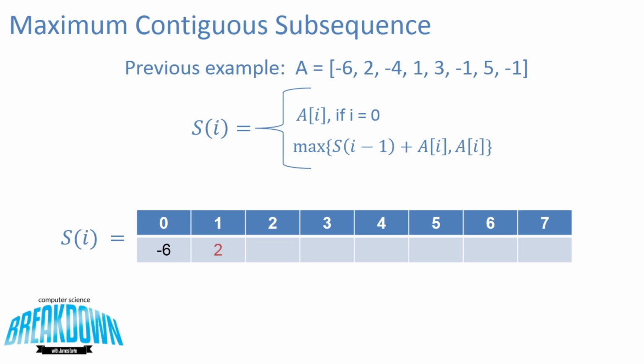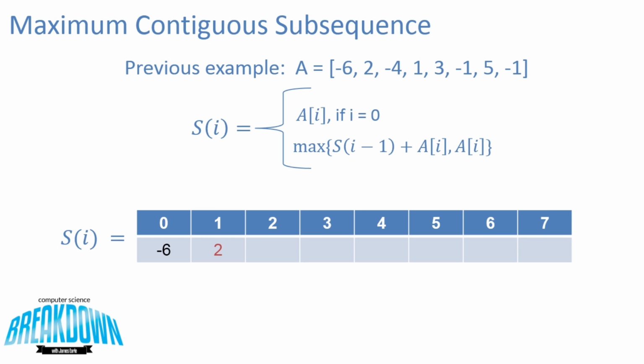Now we're highlighting in red to note when we take the right side of the maximization statement, because this represents the start of a new subsequence, and we're actually going to be able to use this property later to find the maximum sequence. So we can consider the same process that we just followed.